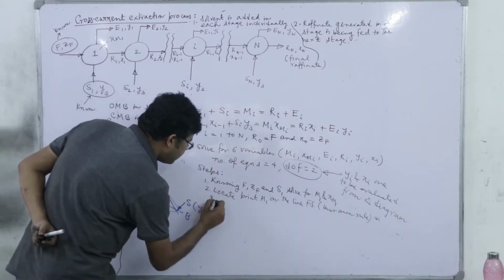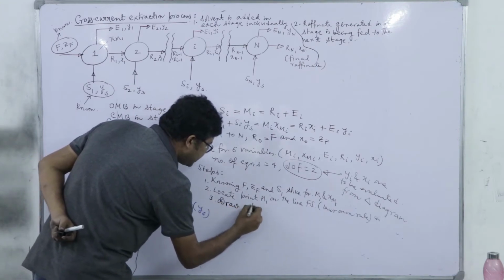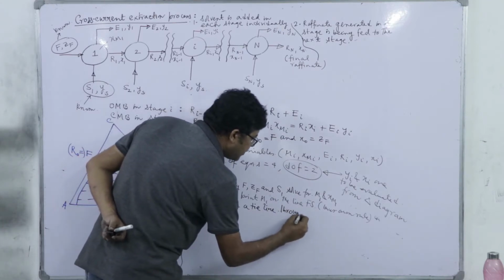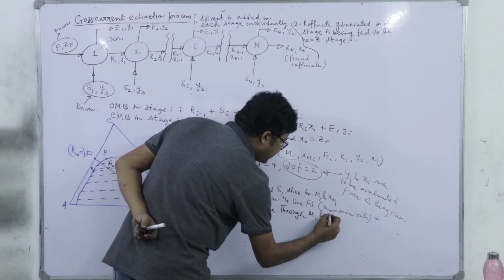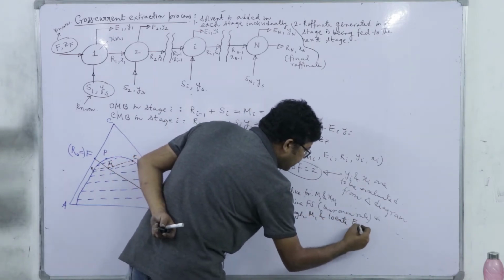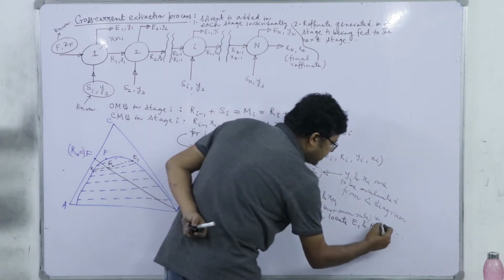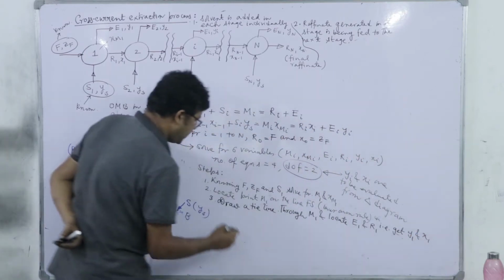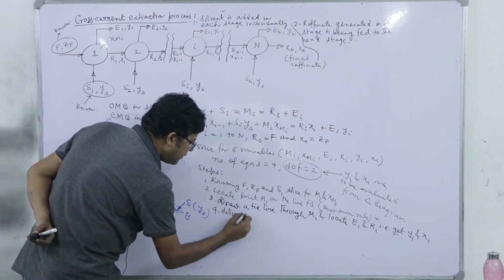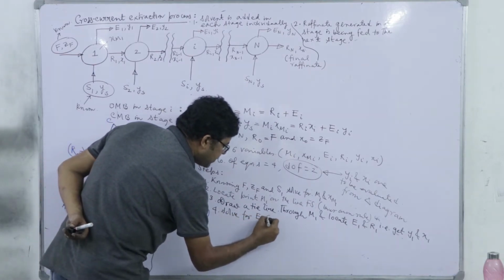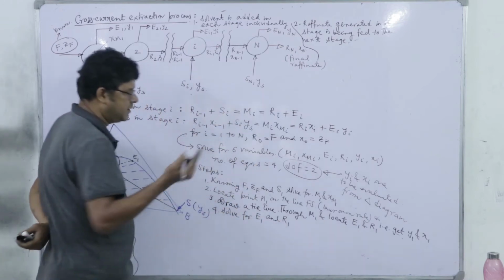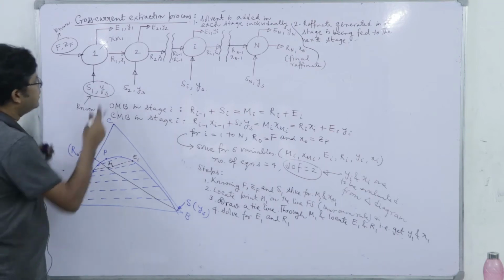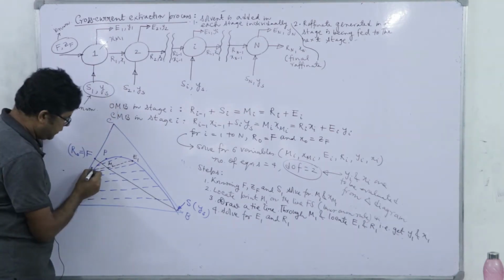So, third is draw a tie line through M1 and locate E1 and R1, that is, get Y1 and X1, right. Solve for E1 and R1, the flow rates. Now, once you have located the point R1, see, the R1 is the feed to the next unit. So, you have located point R1.